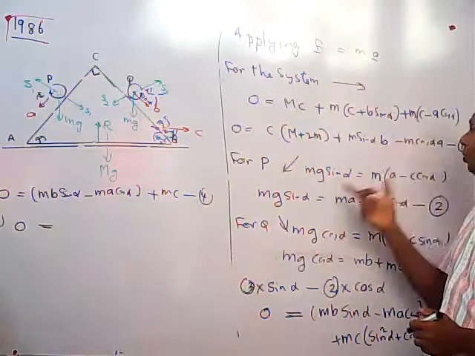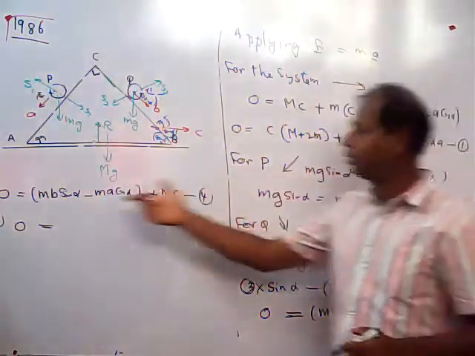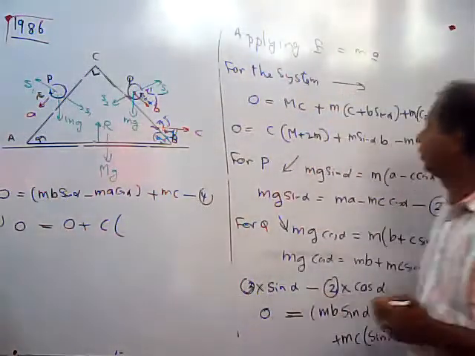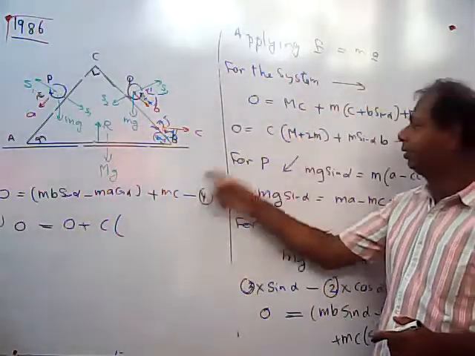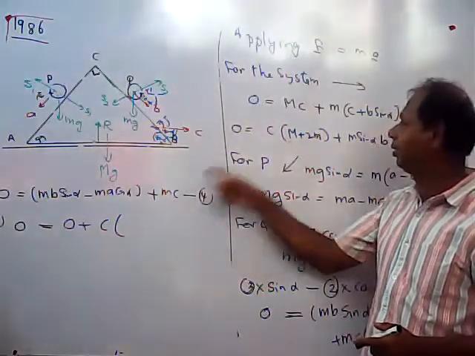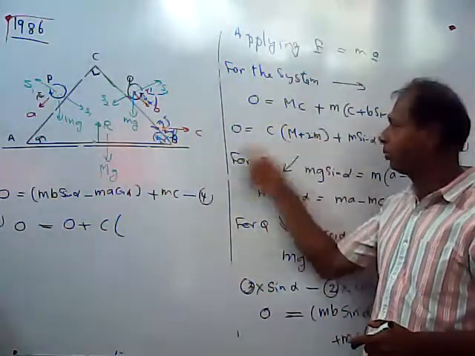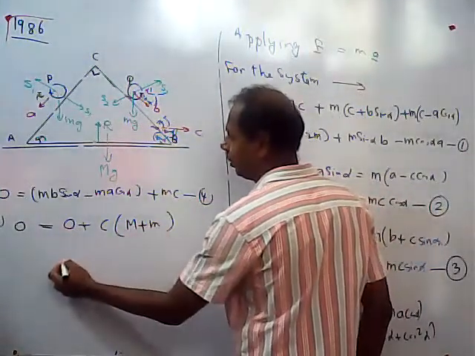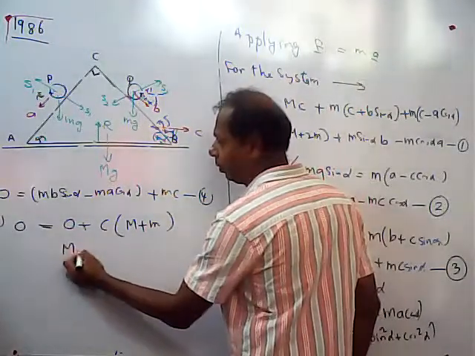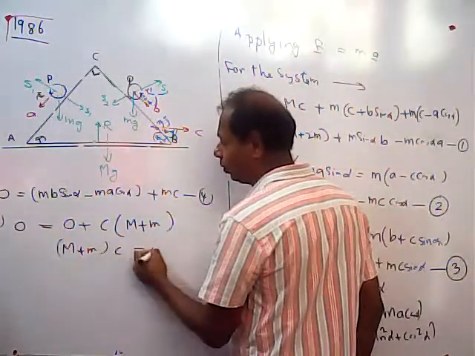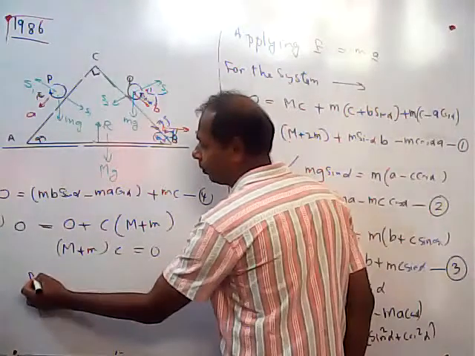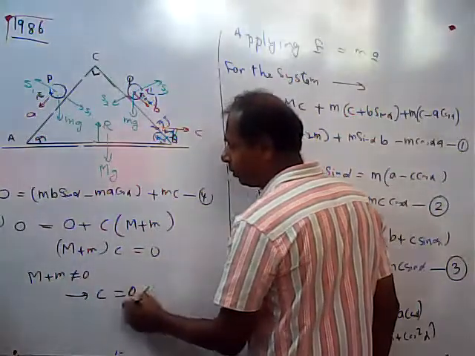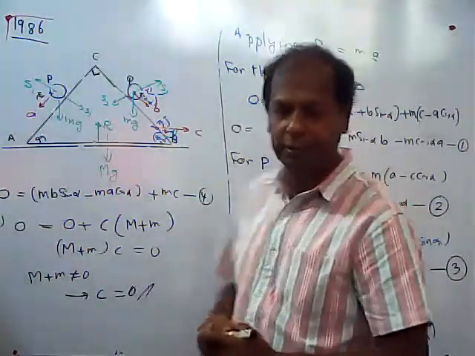These two parts will cancel off, another 0, and from the rest of the terms you get only the c terms remaining. Actually you get m plus m into c equals 0, but m plus m is never 0. That implies c equals 0. Your answer is correct. You're saying it's 0.